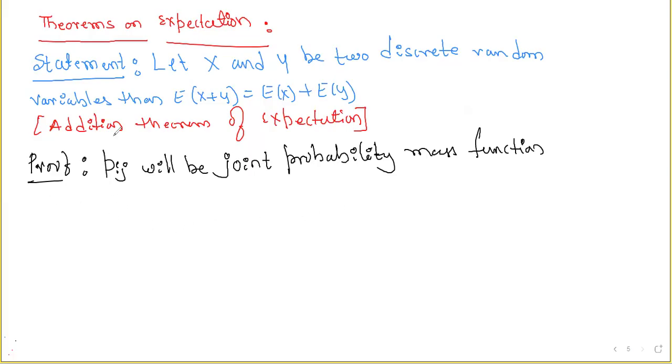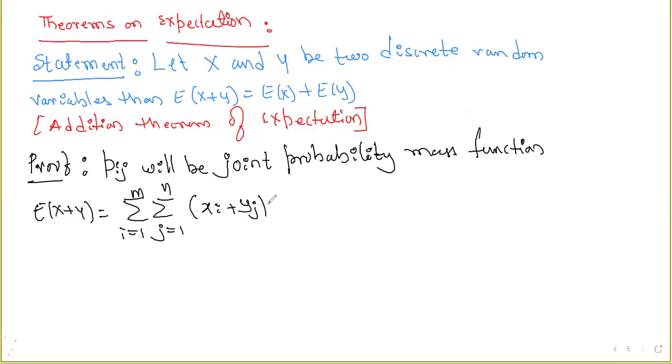So now consider the left hand side of this, that is, expected value of x plus y is equal to, by the definition of bivariate mathematical expectation, double summation with i running from 1 to m and j running from 1 to n. Instead of g of x, we have x plus y, that is xi plus yj, then Pij as it is.